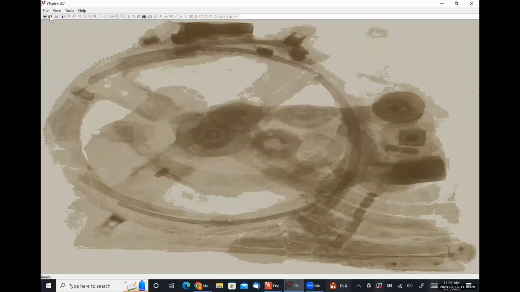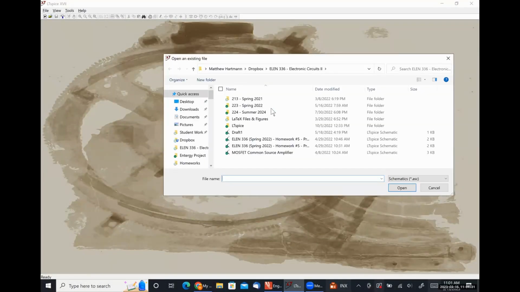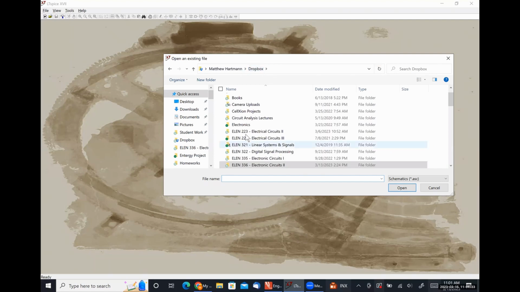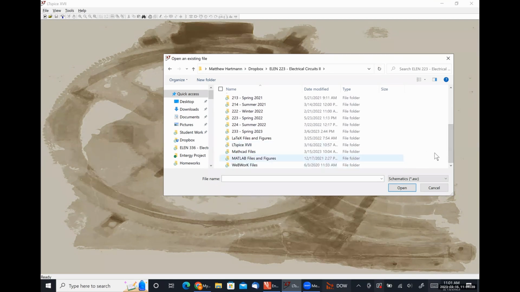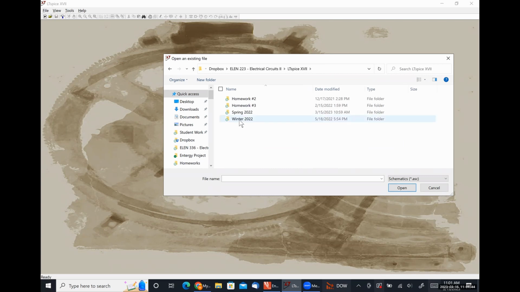I'm going to open up a file here. Just got to remember when I made it. LTspice. I think I made it last winter. Nope. Last spring.